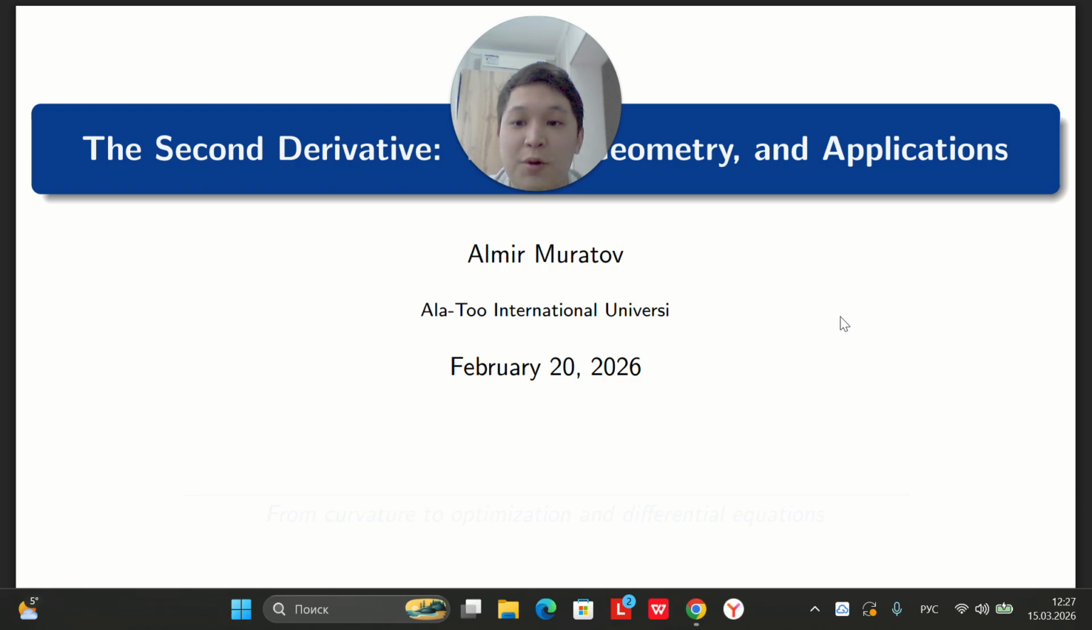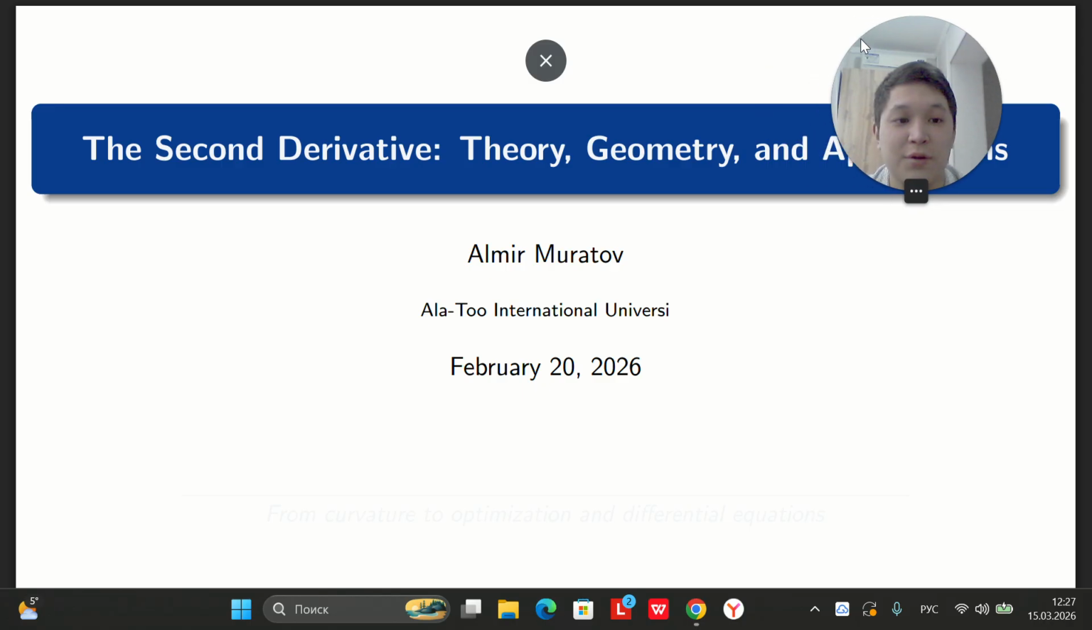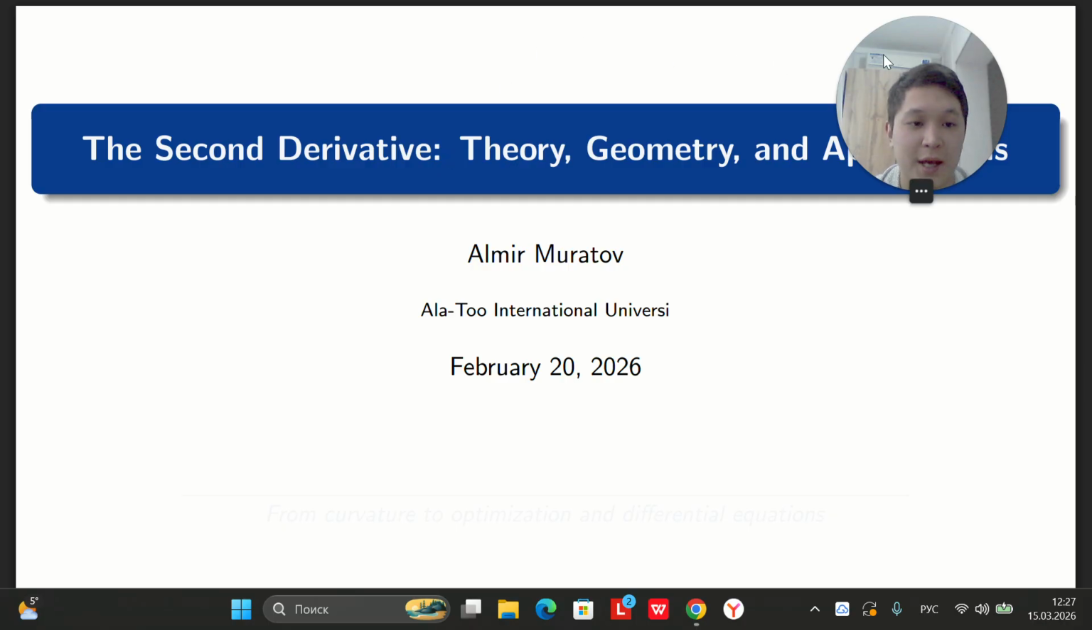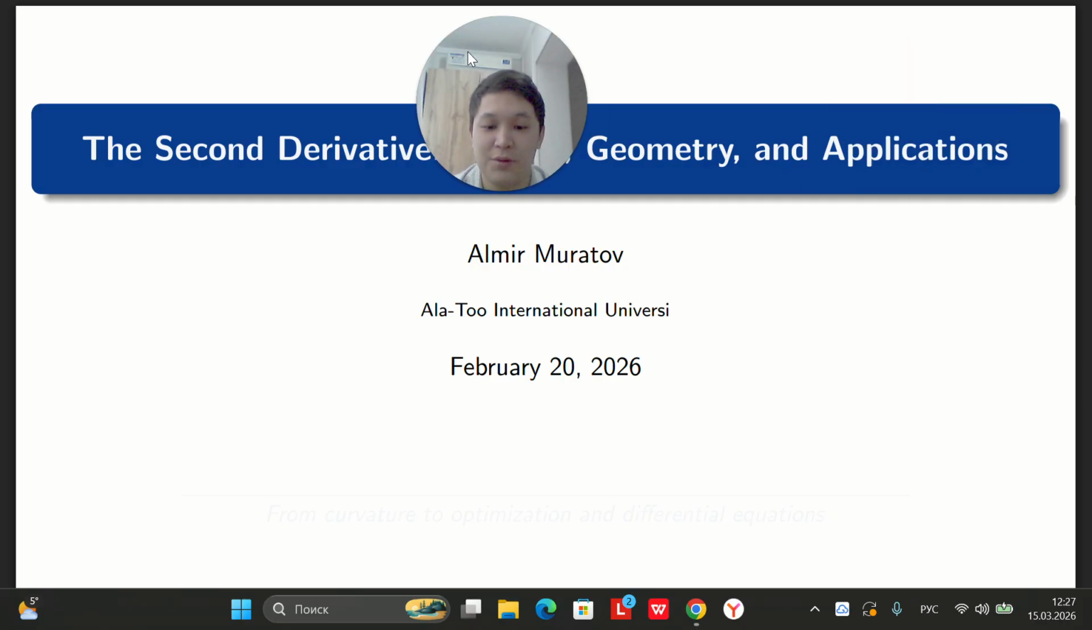Hi everyone. Today we're gonna take a look at the second derivative. Here we learn about some theory, geometry, and application. We already know that the first derivative describes the slope of a function, and the second derivative tells how the slope is changing. So we can say that the first derivative is how fast something is changing.